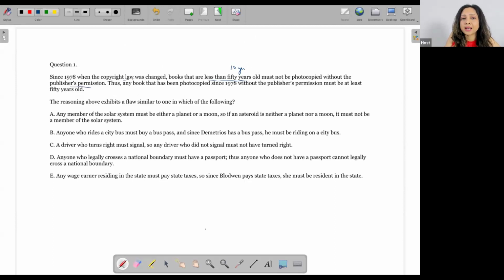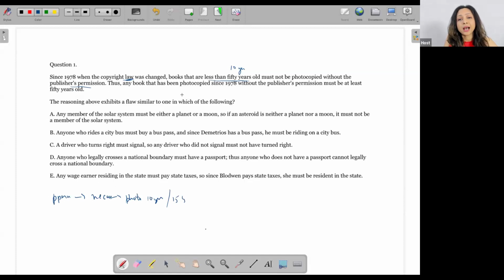So they're saying that as per the law, in case the book is, let's say, only 10 years old or 30 years old, then it should not be photocopied without the publisher's permission. So you need that, right? Publisher's permission is necessary for photocopying a book which is, let's say, 10 years old or 15 years old, etc.